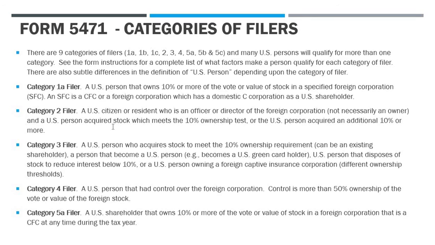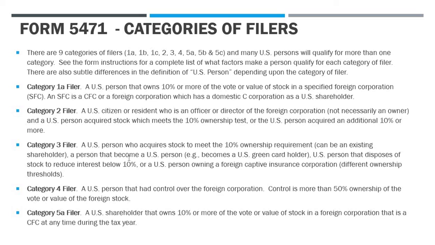A Category 2 filer could be a U.S. citizen or U.S. tax resident who is an officer or director of the foreign corp. So this is a person that doesn't necessarily have to be an owner. They could just be an officer or director. And during the year, a U.S. person, either them or somebody else, acquires stock which meets that 10% ownership test, or it's somebody that already had enough stock and acquired an additional 10% during the year. That would be a Category 2 filer.